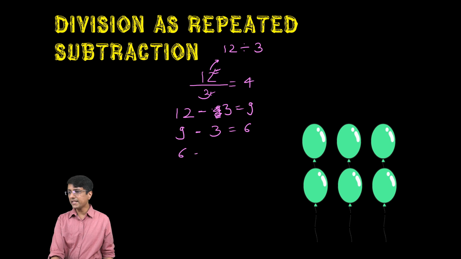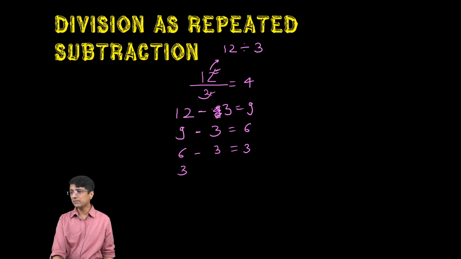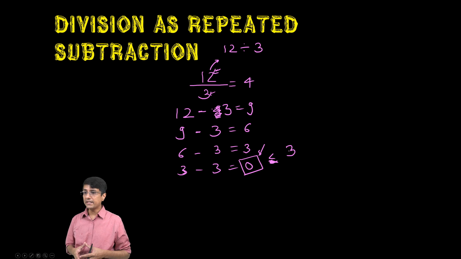Now I take this 6 and again do the subtraction. This comes out to be 3. I again do the subtraction. So this becomes 3 minus 3 equal to 0. At this point we stop because our remainder, this number 0, is less than 3 itself, is less than the divisor. At that point we actually stop.